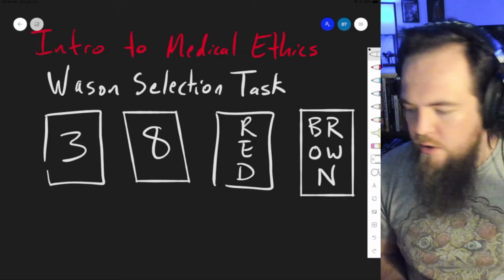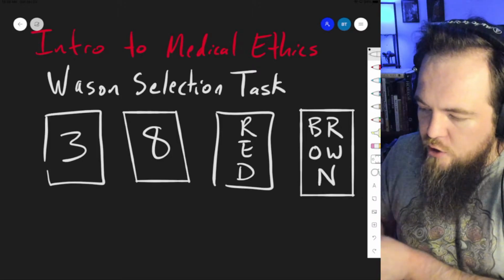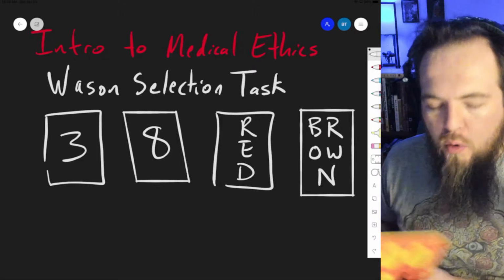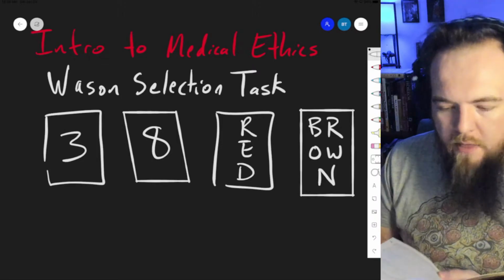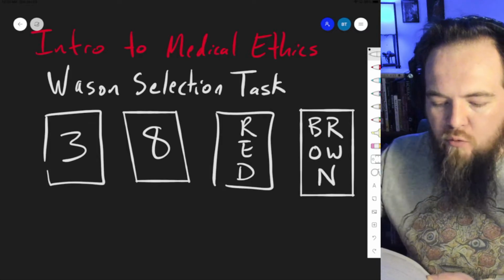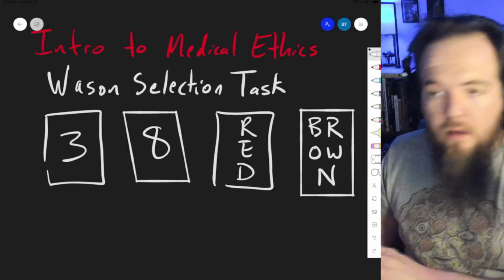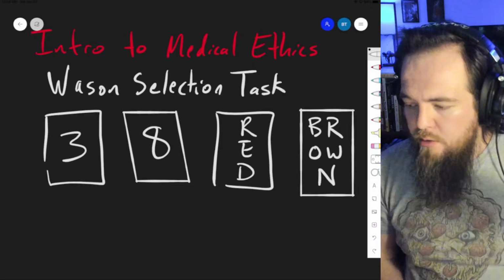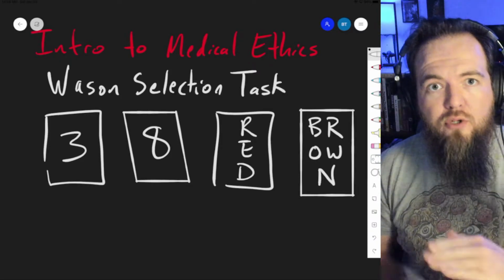So my question to you is, which cards do you have to flip over to know whether that rule holds true? So again, the rule: if the card has an even number on one side, then it must be red on the opposite side. Feel free to pause the video while you think about this, because I'm just going to go straight into the solution.